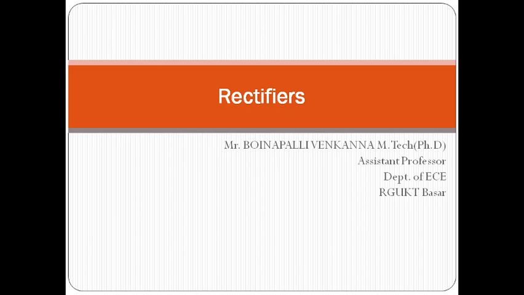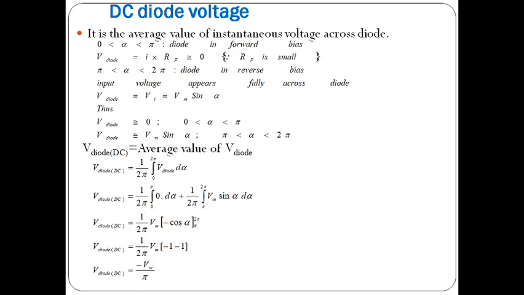Students, in the last class we discussed rectifiers and the classification of rectifiers. In that, we discussed the half-wave rectifier and its operation. Then we discussed some of the parameters of the half-wave rectifier. Today we will discuss the voltage. How much DC voltage drop is across the diode in the half-wave rectifier?